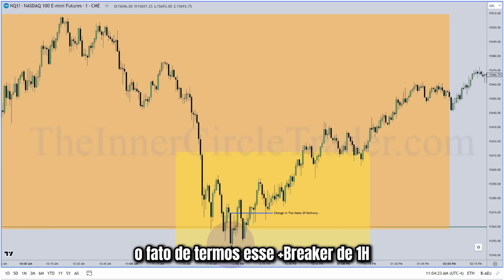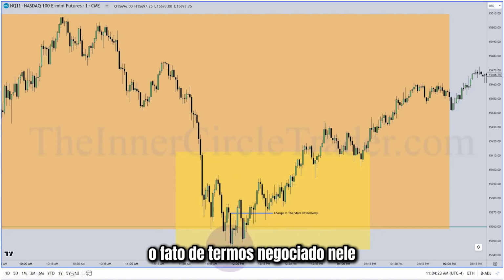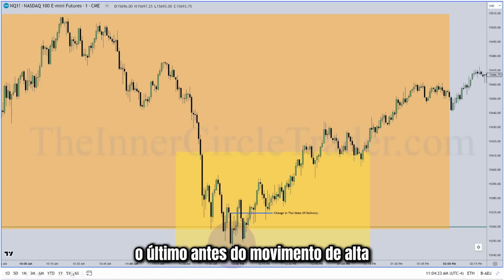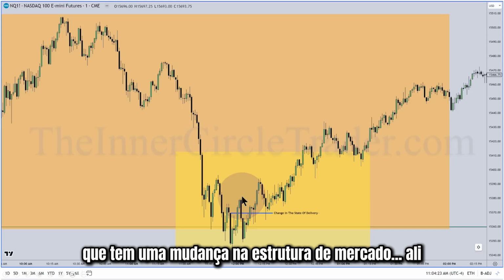The fact that we have this bullish hourly breaker, the fact that we traded down into it, and then we see a shift in market structure. Then we go back to the down close candle, the last one, prior to a run higher that has a shift in market structure there.